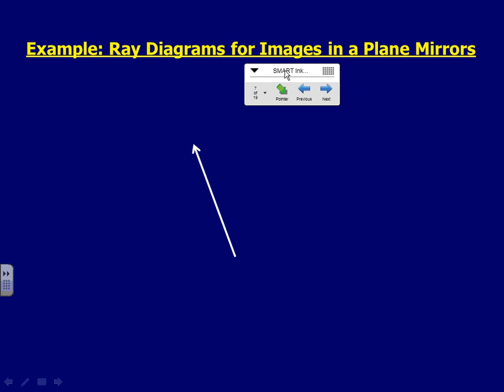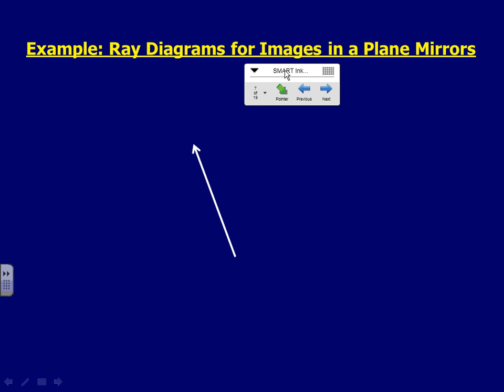Now, we've already done an activity, and we already have an idea on what we need to do in order to locate the image. What did we have to do with some of the rays in order to locate the image? Anybody remember back to Friday? Long time ago. What do we have to do? Yep. Extend the reflected rays behind.